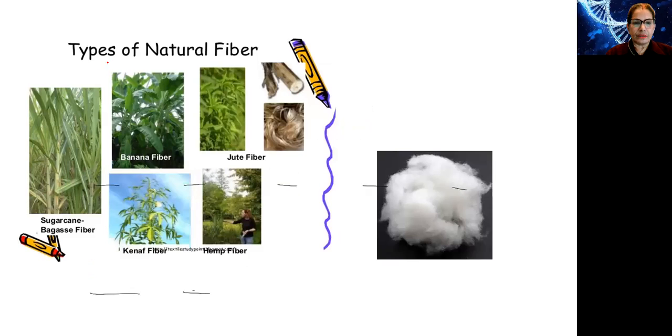We have seen that the natural fibers can be from sugarcane, then it's called bagasse fiber, then kenaf fiber, banana fiber, jute fiber, hemp fiber. So we are concerned with this jute fiber, and of course, this is the cotton boll. This is the cotton boll, and we are going to learn how we can get this fiber from the cotton plant. So this is what you need to learn.